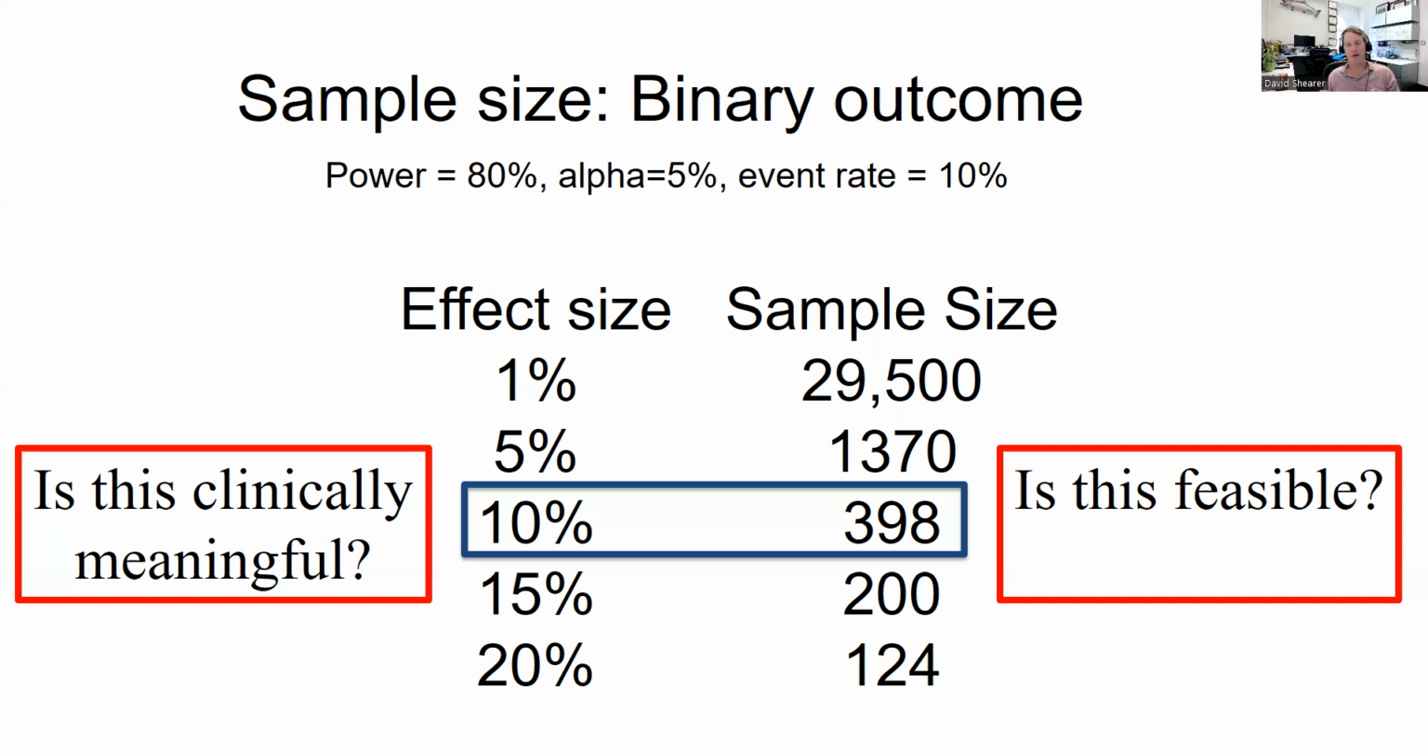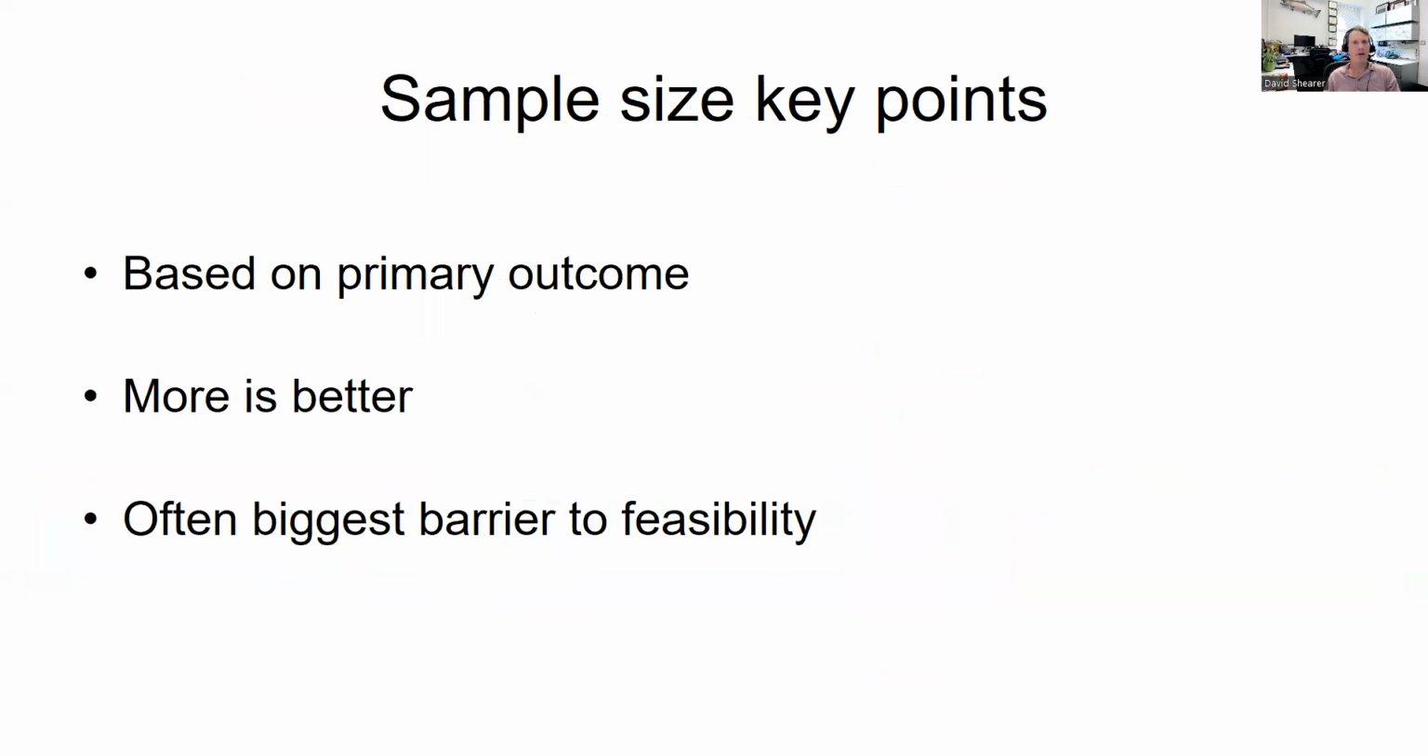But you have to look at how many patients are you getting per month, per year, and how long is it going to take you to accrue this number of patients? Can you do it at just your center? Do you need additional patients? So these are all the considerations that go into this sample size discussion. The key points are that it's based on the primary outcome. In general, more patients is going to be better, and it's probably the single biggest barrier to studies being feasible. And so you really want to spend a lot of time thinking about this and iterating on your study design to ensure that this is feasible.